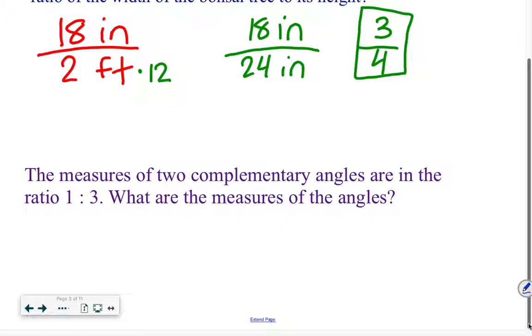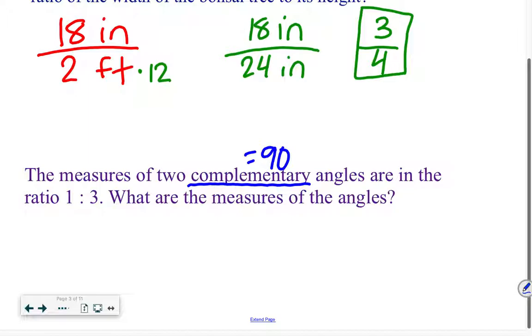Okay. We have measures of 2 complementary angles. First things first. What does the word complementary mean? 90. They equal 90. They each equal 90 or they add up to be 90? They add to be 90. Okay, they're in a ratio of 1 to 3.